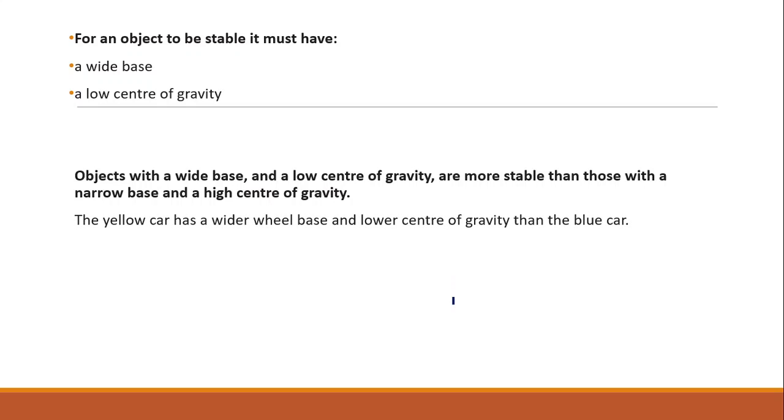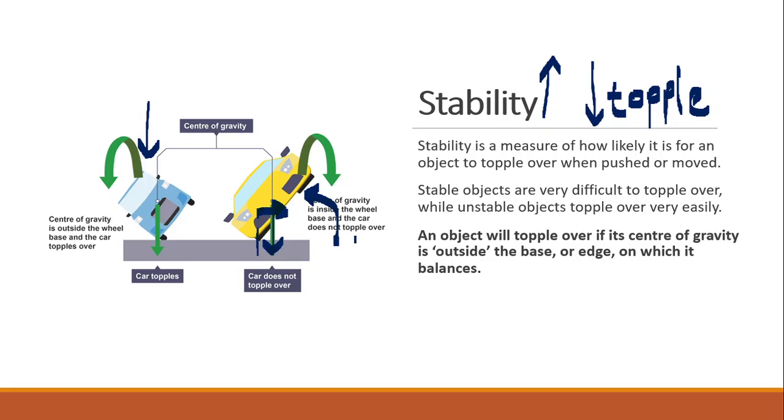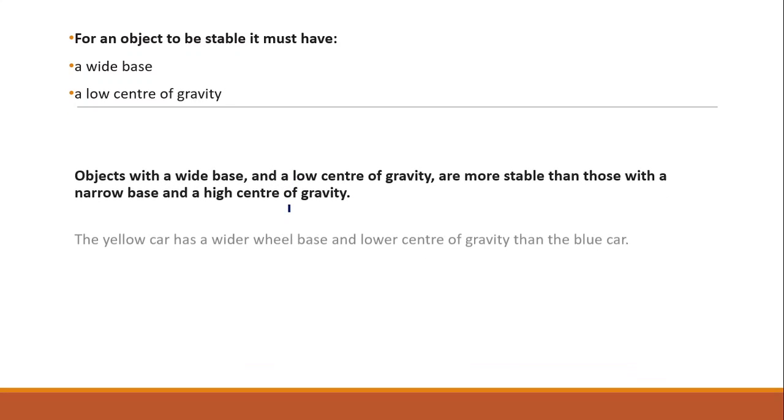The yellow car has a wider wheelbase. The yellow car is the one that we were talking about over here. It has a wider wheelbase, and its center of gravity is also a bit downwards. This one is a very stocky, very thick car, so its center of gravity is upwards. However, this one is more sleek with a wider base, so it has a center of gravity more downwards, hence it is more stable and less likely to topple over.